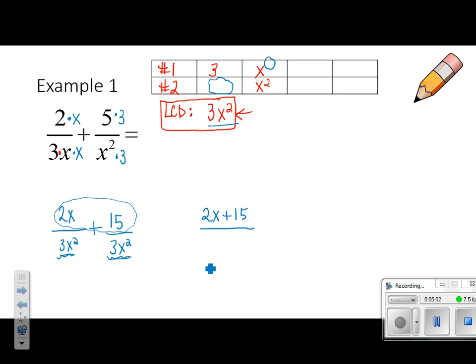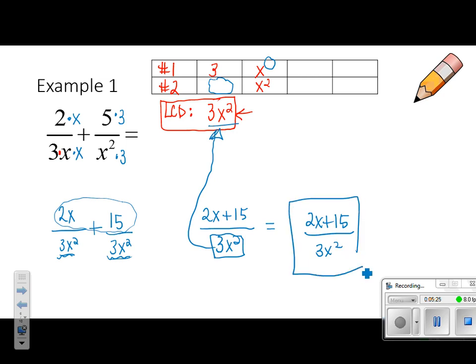Can't add them together. They're not like terms. And then we have 3x squared. This should match your lowest common denominator. Okay? And then, can I simplify? Can I factor anything and cancel anything out to simplify it? Well, it doesn't look like the top is factorable, so I'm going to say that this is the final answer.